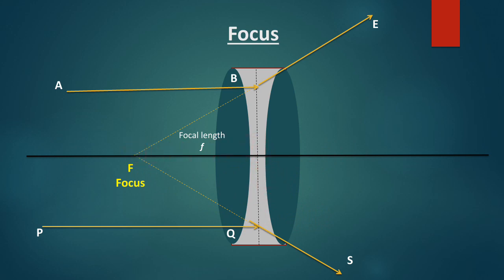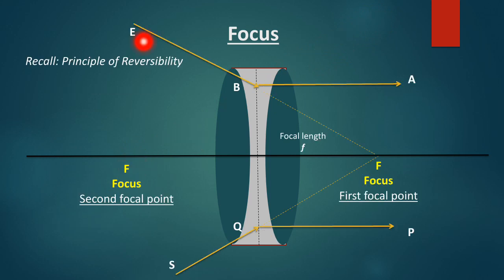Now see, again we are recalling the principle of reversibility. That means if the light ray is incident on a concave lens such that it is directed towards the focus, let's see, here this is the incident ray we are taking right now, and it is incident on the lens such that it is directed to the focus of the concave lens.